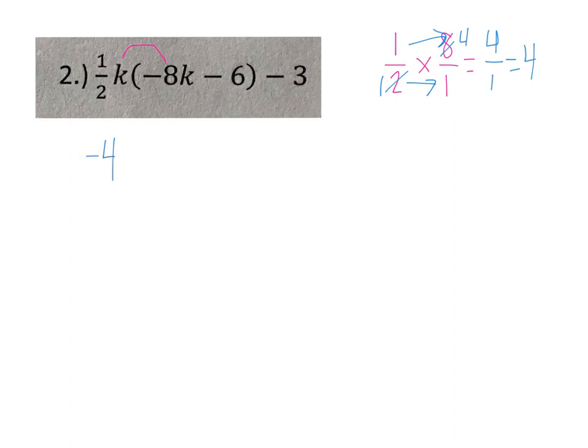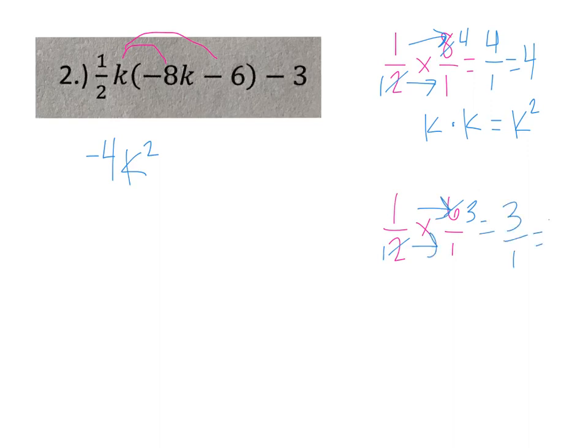And then the k's, we have a k times a k. So that's going to be k squared, right? That is correct, yes. So -4k squared. All right, so now we're going to distribute that 1/2 into the -6. Remember, we're attaching that on. So 1/2 times 6/1. Cross simplify again. This becomes a 1 and a 3. Multiply across, and we get 3/1 or 3.